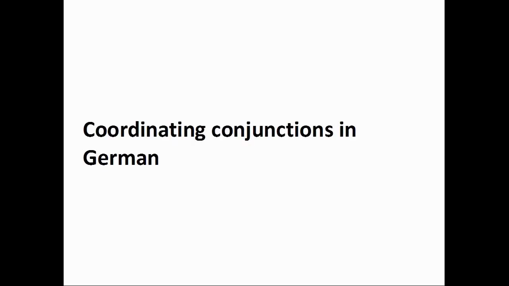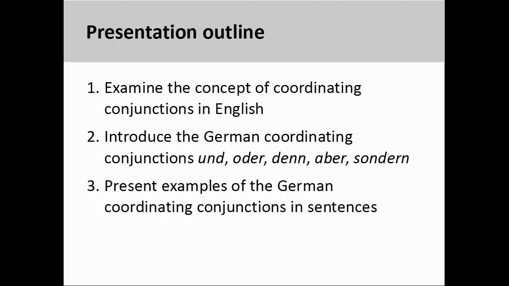This presentation will examine how to use coordinating conjunctions in German. The presentation will first examine the use of coordinating conjunctions in English, focusing on how coordinating conjunctions are used to create compound structures and to join sentences together. Then the video will move over to an examination of the German coordinating conjunctions und, oder, denn, aber, and sondern, before concluding with examples of how these conjunctions are used in sentences.